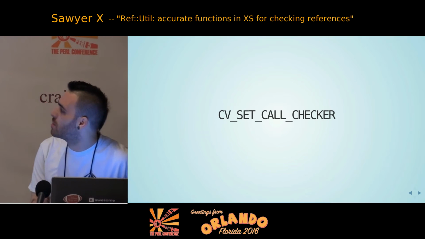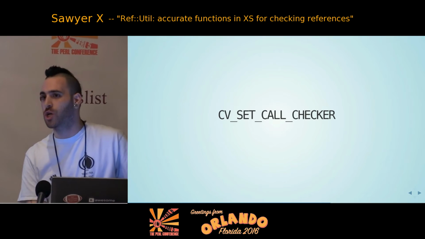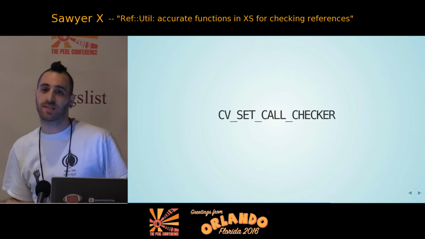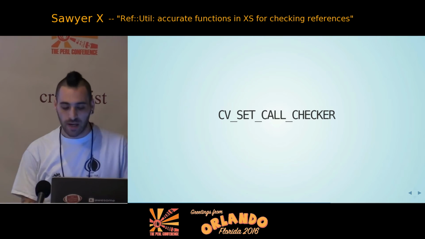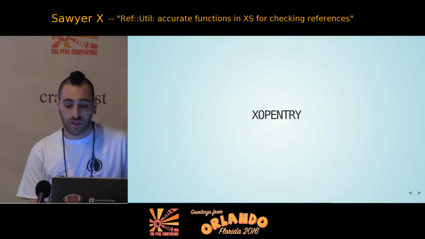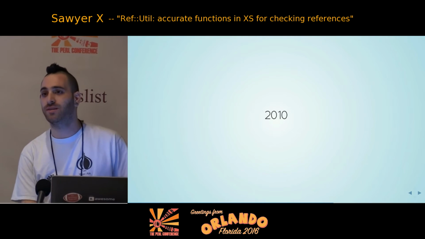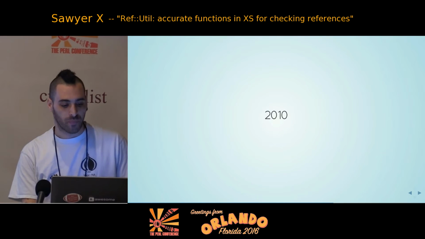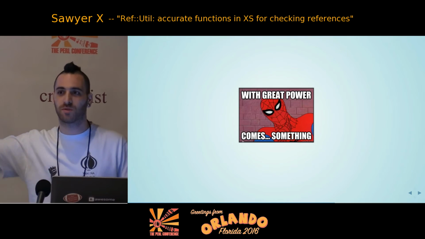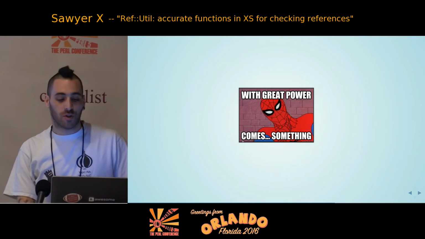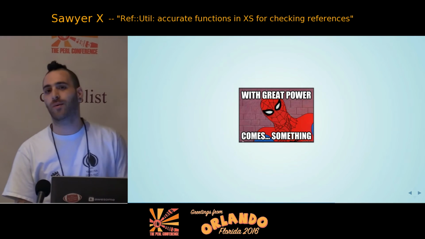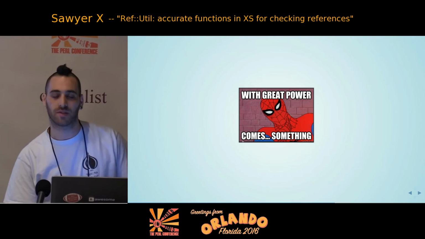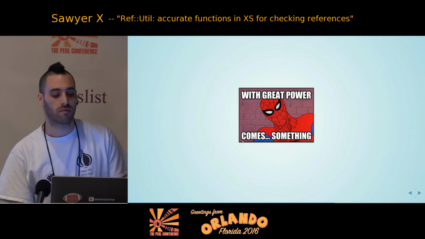However, this mechanism that we use, the SV set call checker, that allows us to have a before hook for a function, that allows us to replace that function and all that cool stuff, they were actually, along with XOP entry, only introduced in 2010. And we have this legacy of compatibility as much as we can. With great power comes something. So I looked into this and I thought, well, what do we do if we're not in 2010? Am I going to say, well, this just doesn't work, which is also fine.